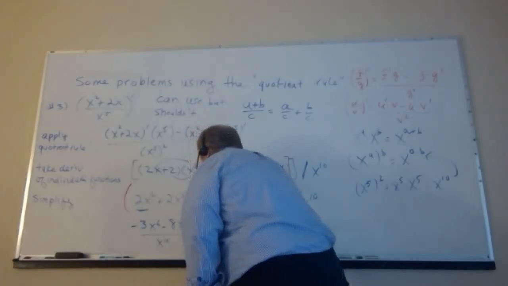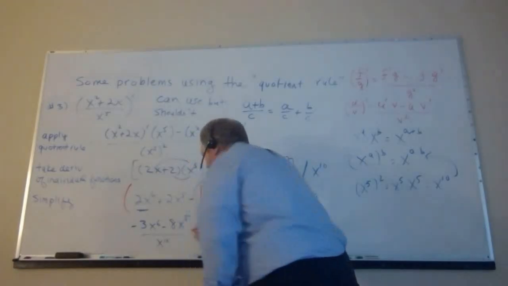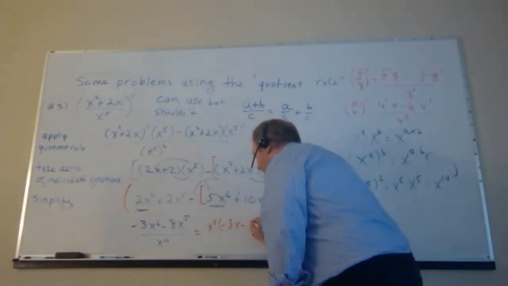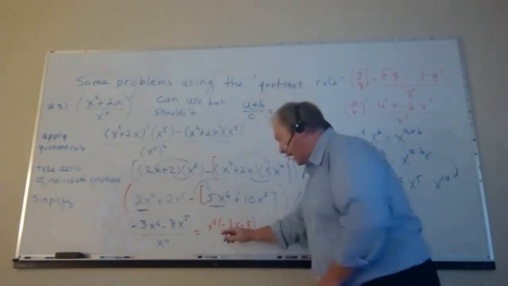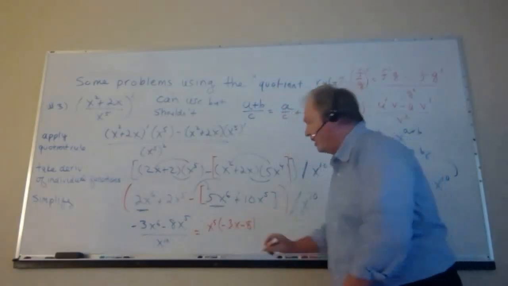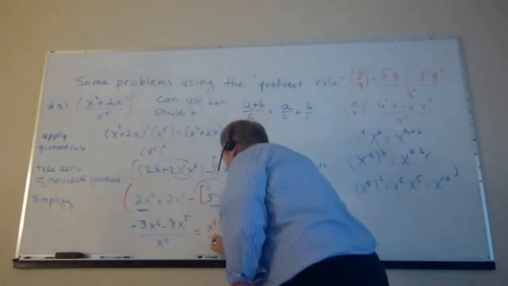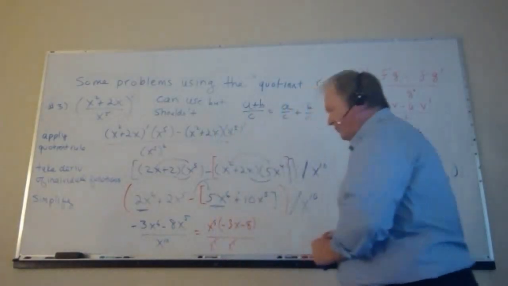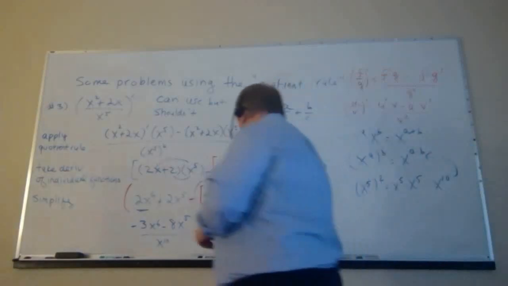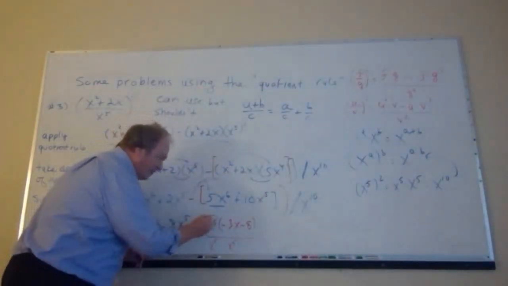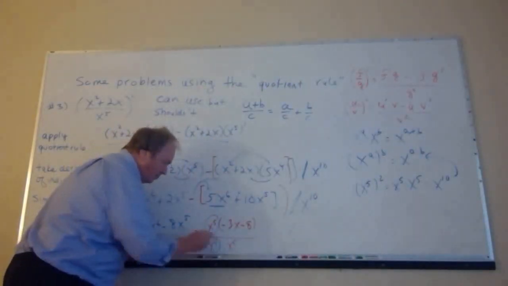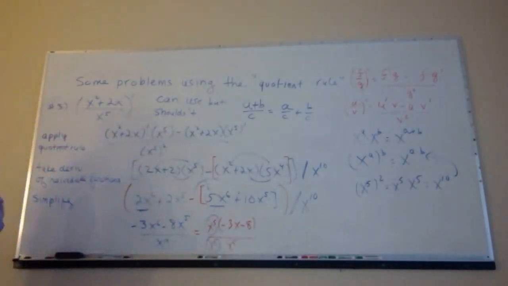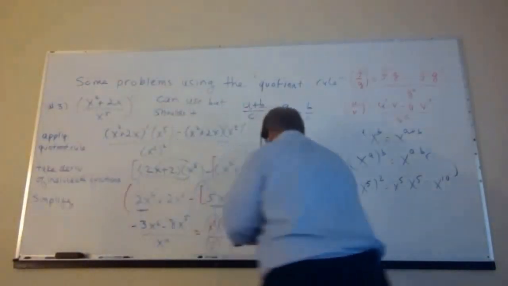So if I take out an x to the 5th, I'll have minus 3x minus 8, right? I can check myself by distributing, okay? And if I factor an x to the 5th out of x to the 10th, I'll just have x to the 5th left over, okay? And these guys will cancel. And cold-bloodedly set it up that way. And now I have my final answer.